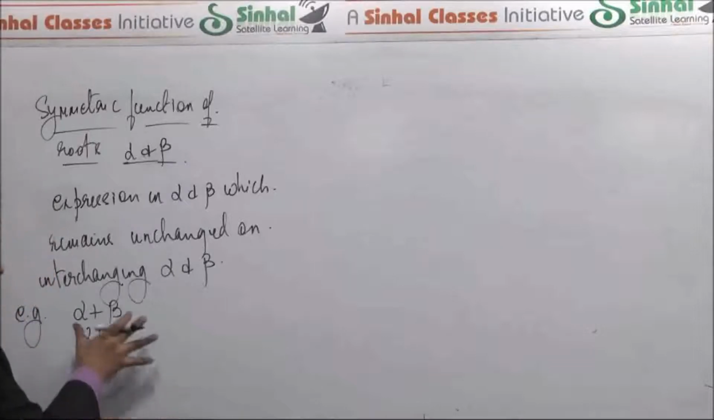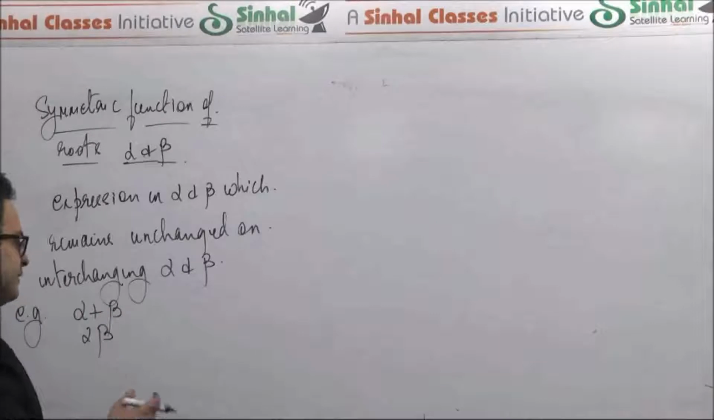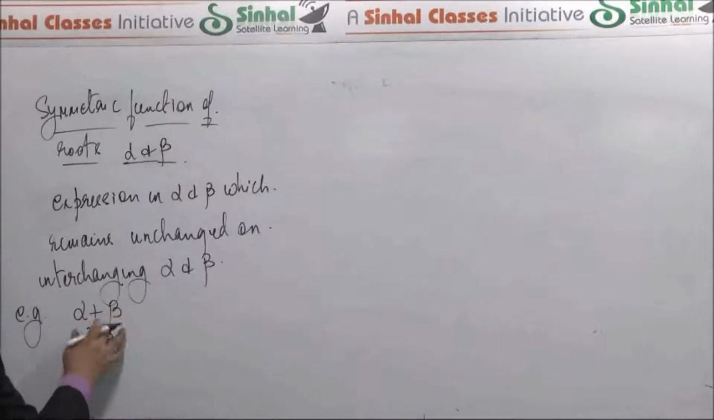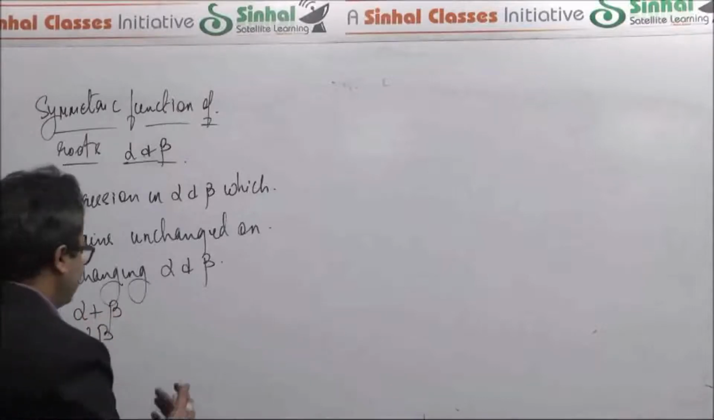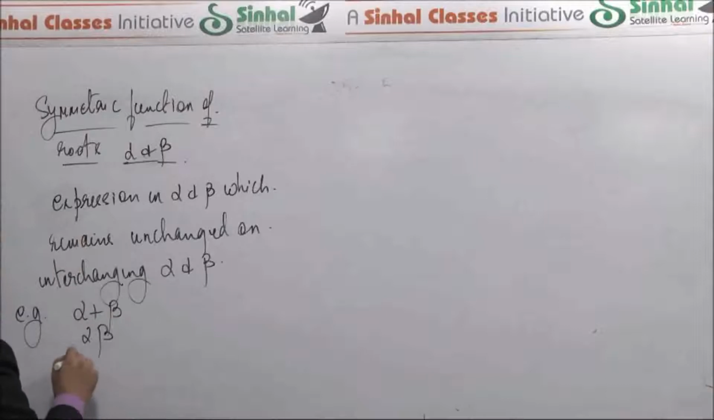In the sense that these are the two simplest symmetric expressions in alpha and beta: alpha plus beta, and alpha into beta. If I interchange alpha and beta, obviously I'll get beta plus alpha and beta into alpha, but the overall value remains the same. Other examples will be again something like alpha square plus beta square, alpha cube plus beta cube. In fact, in general, alpha raised to n plus beta raised to n.